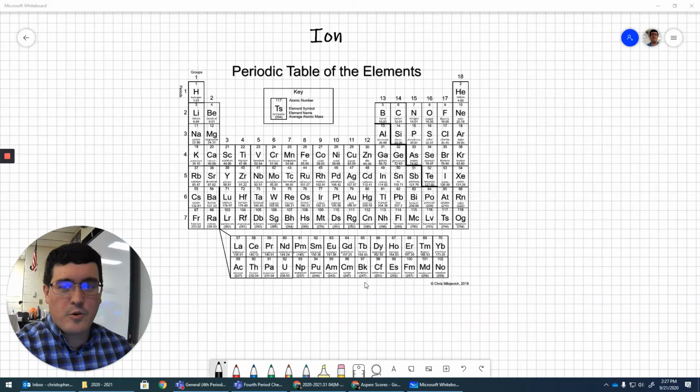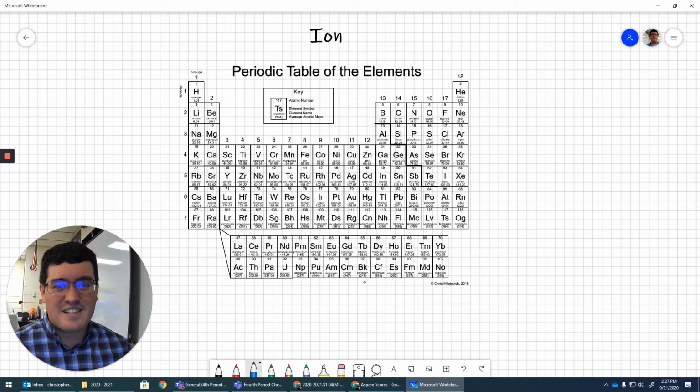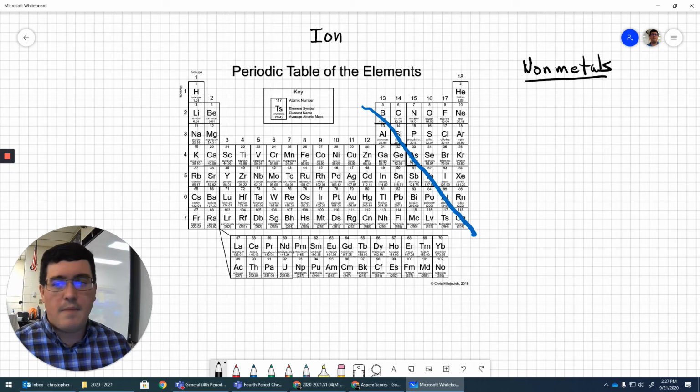All right, we are going to look at how to identify what ion some element will form based off of where it is on the periodic table. So the first thing we're going to do is remind ourselves that in the exact center of the table is that stair-step line. I want you to remember that it divides the table in half. It's not two perfect halves, but it is two halves. On one side we have nonmetals, and on the other side we have metals.